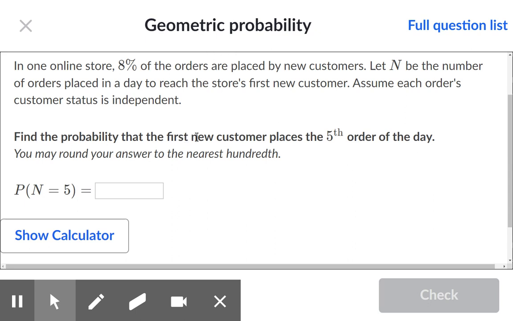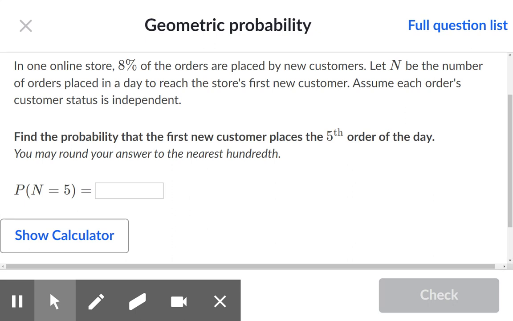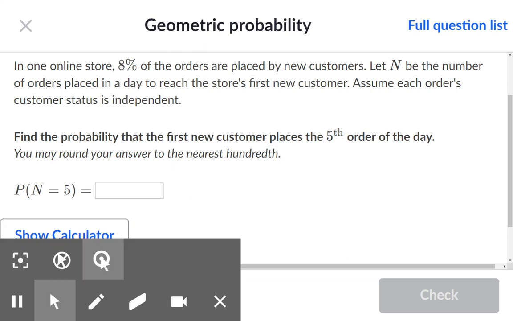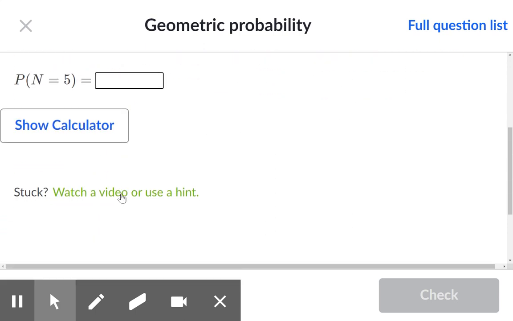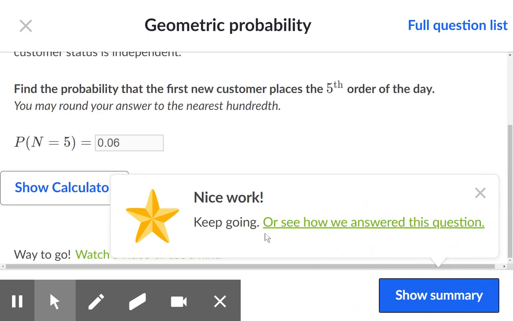Find the probability that the first new customer places the fifth order. So your R is fifth. See, big N equals 5. It's a bit confusing. Why do they use N here? So never mind. Second vars, and then scroll up to geometPDF, because they want exactly 5. So here is 0.08, the probability of success. And here the value is 5. So round to the nearest two decimal places, 0.06. Sweet.